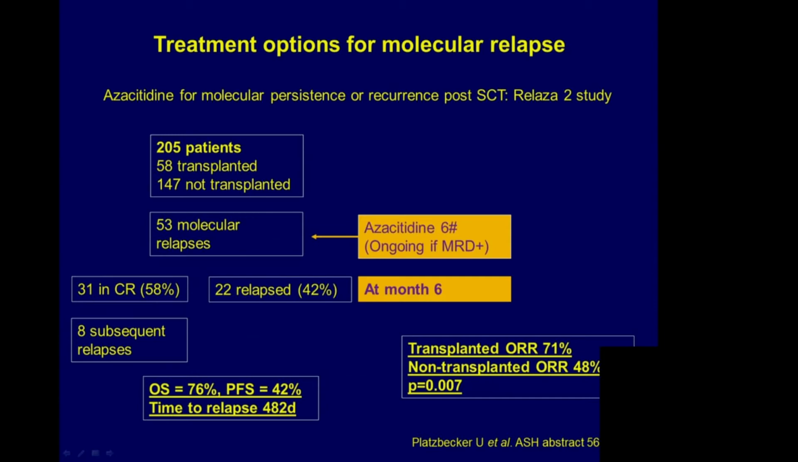And there were 8 subsequent relapses, but overall the time to relapse was 482 days, again very significantly longer than previously experienced. Of interest, those patients who were transplanted appear to have a much higher overall response rate than those patients who had not received a transplant, suggesting that azacitidine may have an effect by influencing the donor immune system.